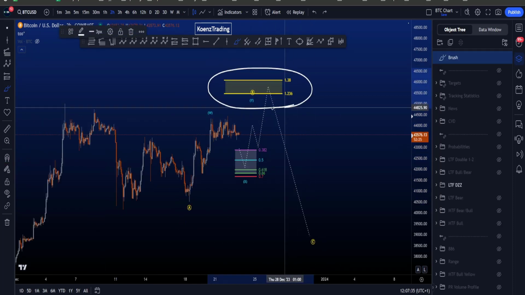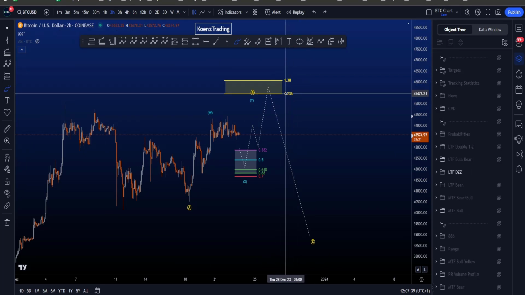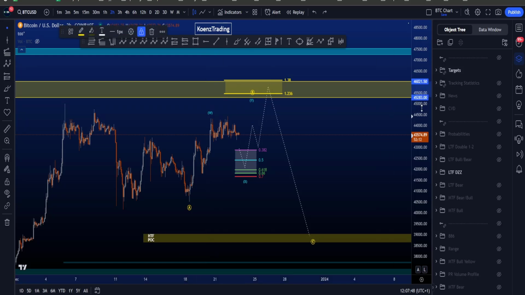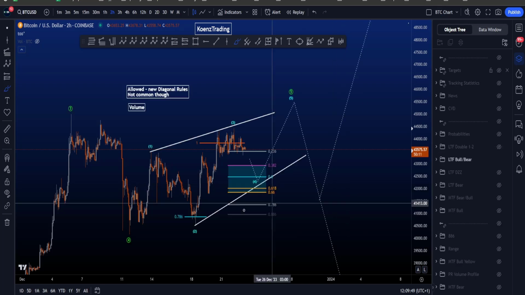Most common target for wave B in an expanding flat is between the 1.236 and the 1.38, which is between 45.4k and 46k, which is also right on top of the golden resistance we have here, sitting between 45.2k and 46k. I do want to show you two scenarios that are lower probability, and I explained these two in the previous video in more detail, and I just want to say why they are lower probability in this video.